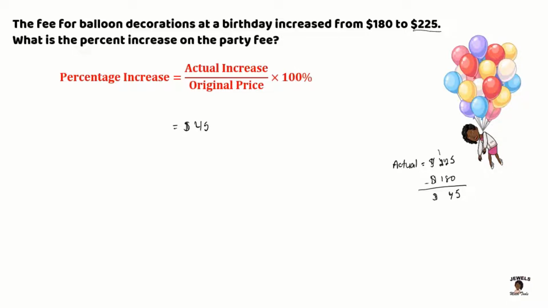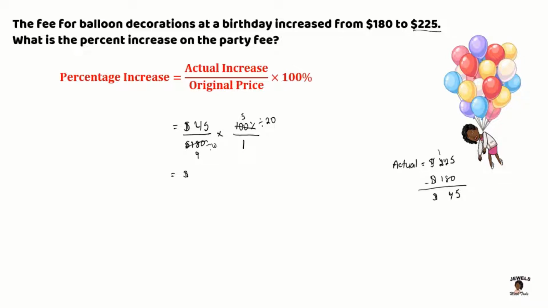So you have $45 over the original price of $180, and that is being multiplied by our percentage, which is 100. And remember that you can put your percentage over 1 if that makes it more comfortable for you when it comes to multiplying. Now I'm going to reduce my fraction, and since both 100 and 180 can be divided by 20, I'm going to divide both of these numbers by 20. So 100 when divided by 20 is equal to 5. 180 when divided by 20 is equal to 9.